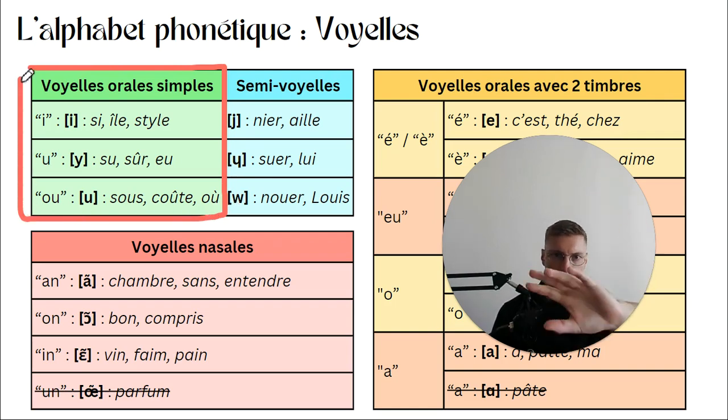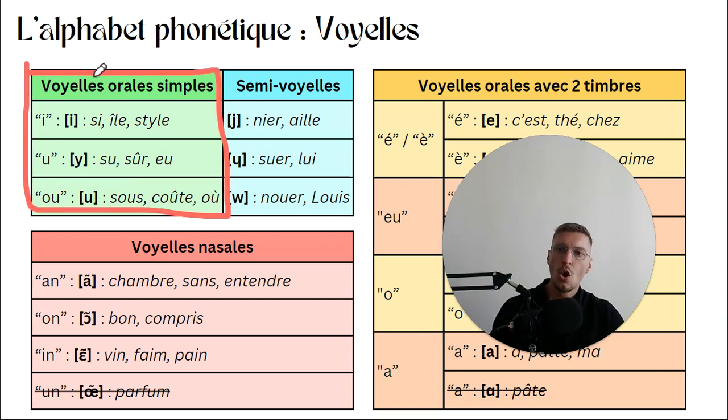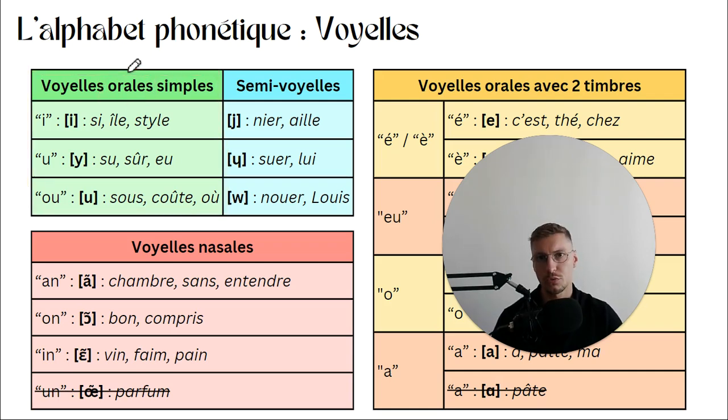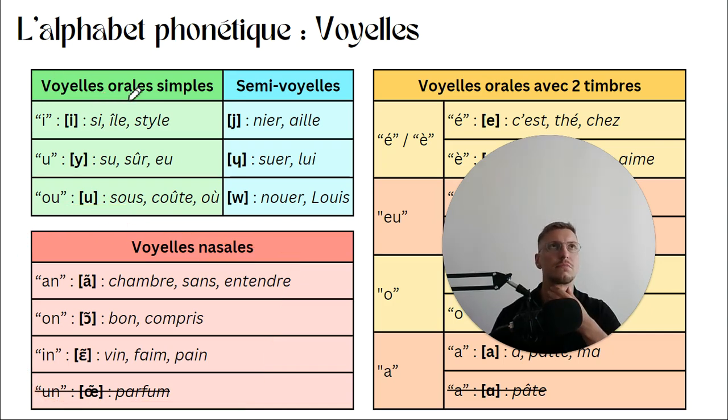So this slide right here, if you remember, is only about voyelles, vowels, not consonants, okay? Today we will talk about voyelles orales simples. Why voyelles orales? Because you have two kinds of voyelles, oral and nasal. This will actually be the next chapter for next time. So voyelle orale is basically the sounds that come only from your mouth without involving your nose.